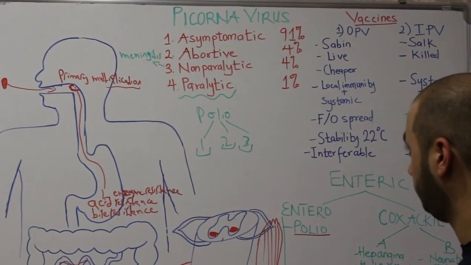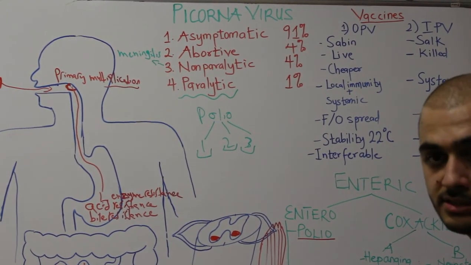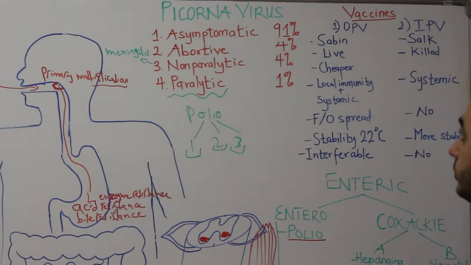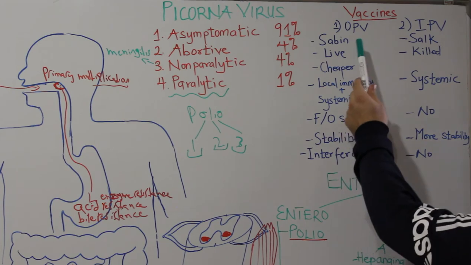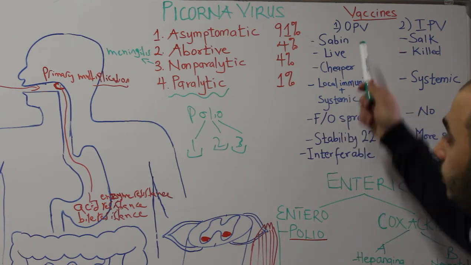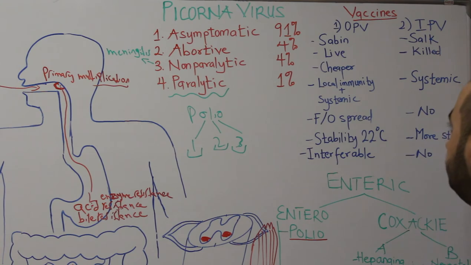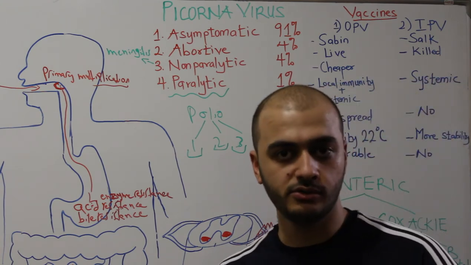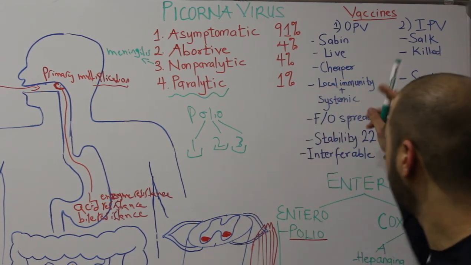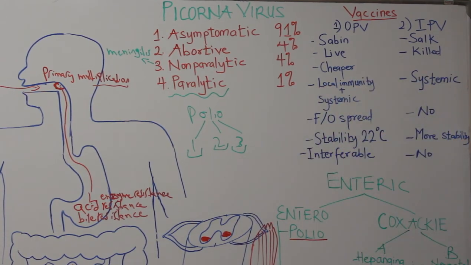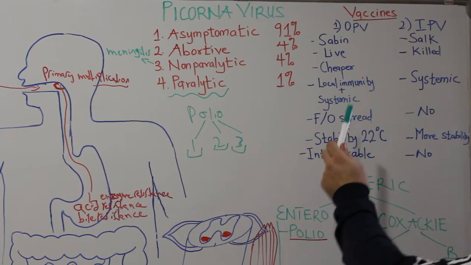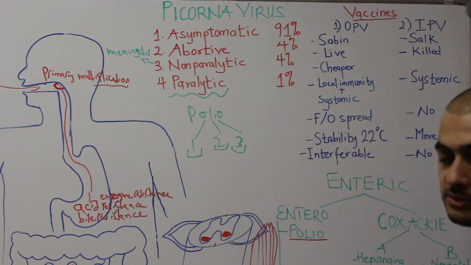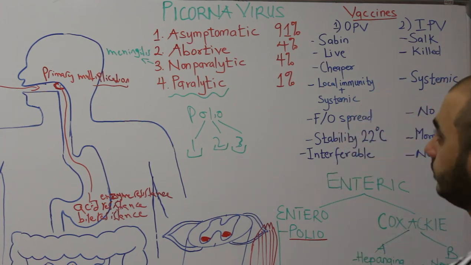So let's move to the vaccines of polio, because it's more important now. So we have two types of vaccine. Actually we don't have a treatment for the poliovirus, we can just prevent it, and we can prevent it through the vaccines. And we have two types, as we mentioned, yes? Oral and intramuscular, injectable.